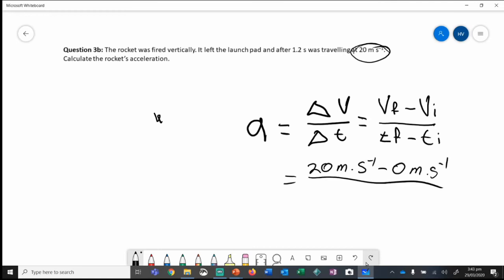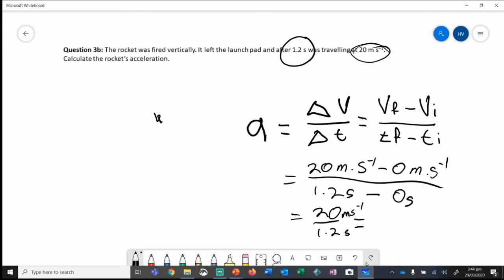Divided by time final, which was 1.2 seconds, minus time 0, which was my time initial, wasn't it? 0 seconds. So this gives us 20 divided by 1.2, and always remember your units: meters per second.